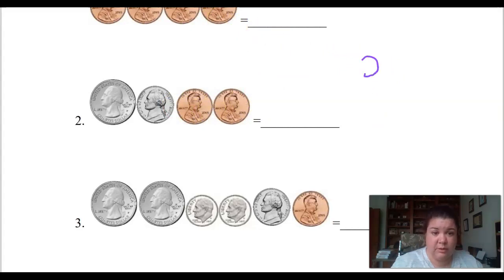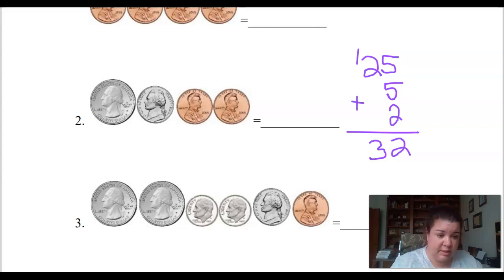So we have a quarter, which is worth 25 cents. How much is a nickel worth? 5 cents. And we have 2 pennies, so that's worth 2 cents. So we have 5, 10. 10 plus 2 is 12. We've got to carry the 1. 2 plus 1 is 3. And all these are addition problems right now. And you got to have your cent sign. 32 cents. Is that what you got?